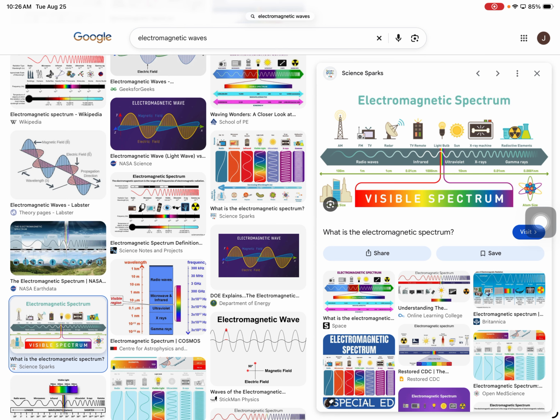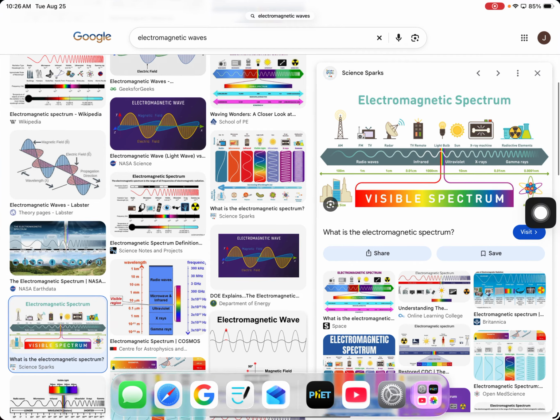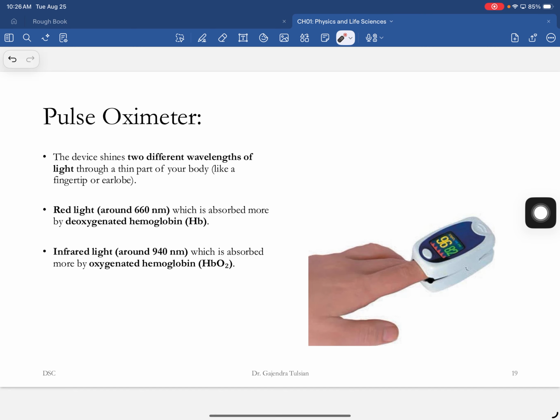So here's the visible spectrum. That narrow band is the visible spectrum, and that's been expanded here. So this is longer wavelength, that's shorter wavelength. This has around 660 nanometers. That's the wavelength. So red light is absorbed more by deoxygenated hemoglobin. Hemoglobin without oxygen absorbs red light.